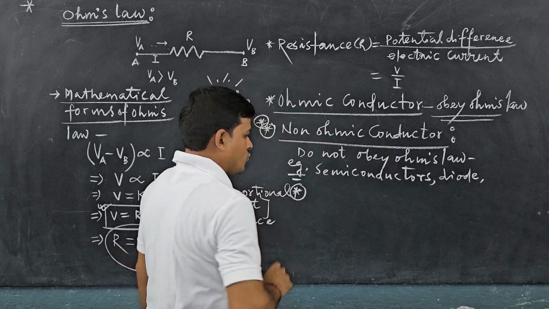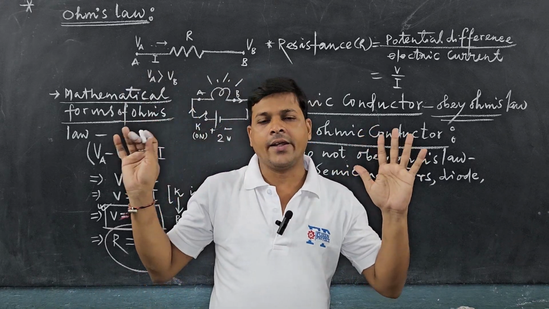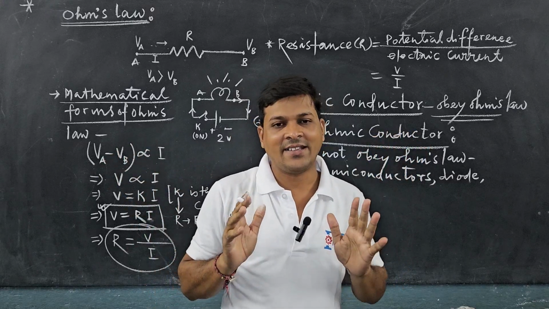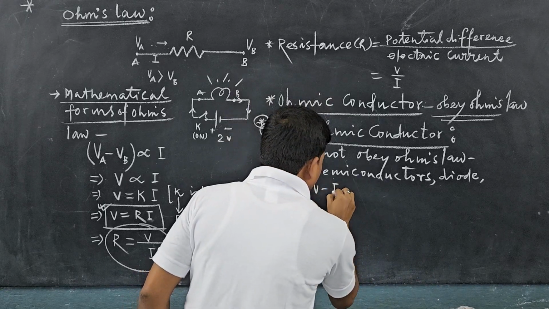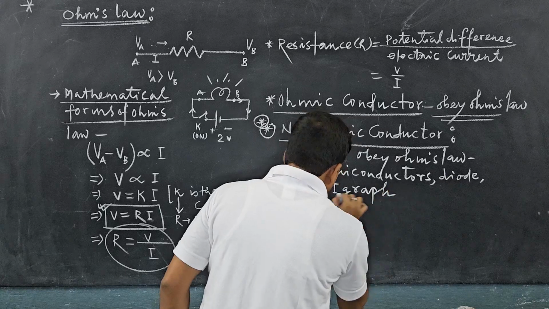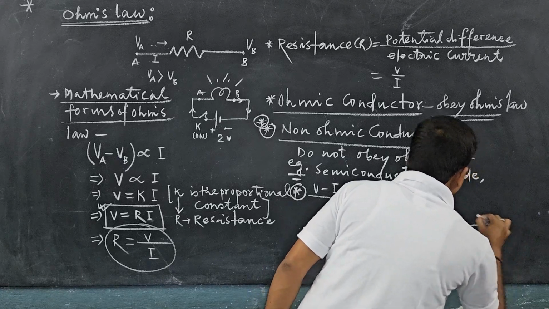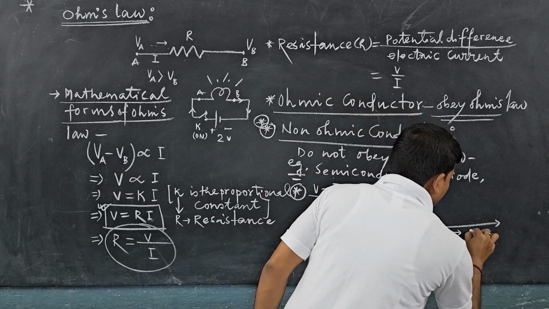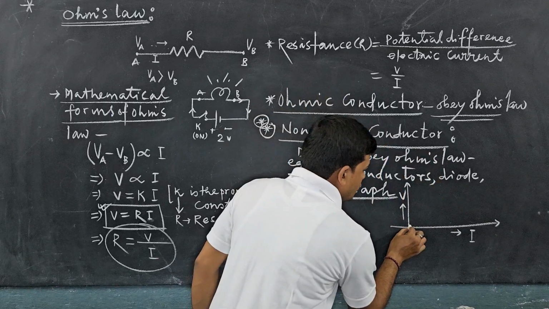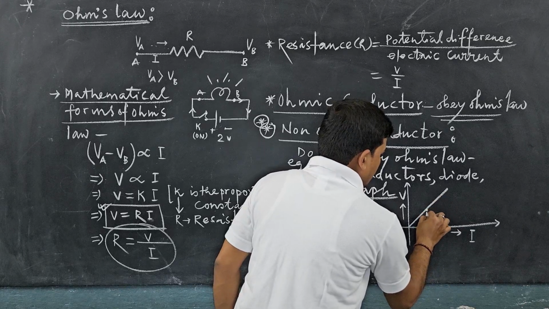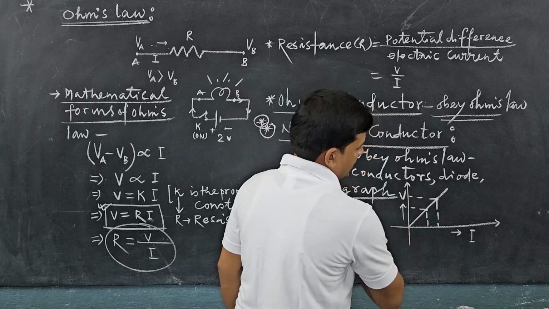Similarly, another important question related to the board exam: how can you plot V and I, the potential difference and the electric current, graphically? The VI graph, or Ohm's law graph. That is very simple. Now I is plotted along the x-axis and V along the y-axis. When the potential difference is 0, no electric current appears in the circuit. When the potential difference increases, the electric current also increases.